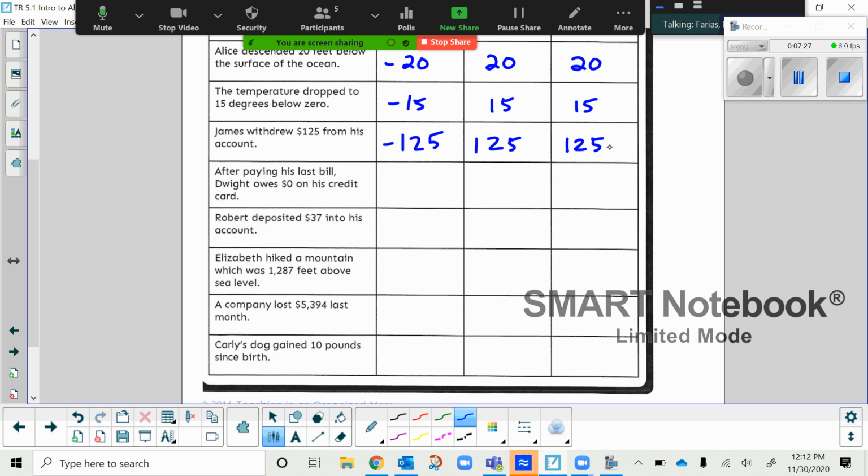Oh, I like the one where it says Dwight owes 0 on his credit card, because what's the absolute value of 0? How far is 0 from 0? 0. And we don't generally say that 0 is either positive or negative either. It just is.